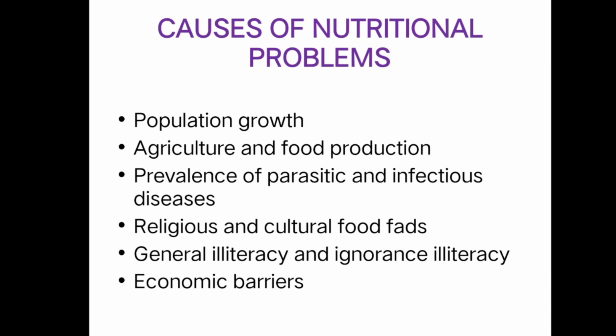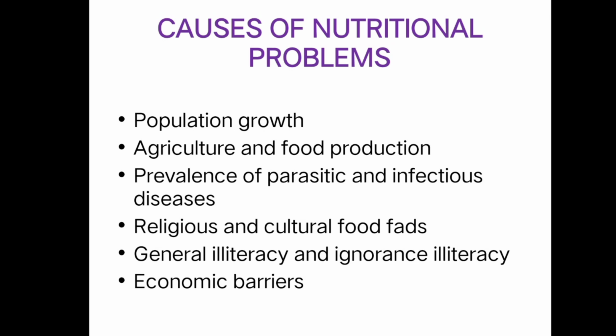Next is general illiteracy and ignorance. Some may not have information about nutrition problems. Some will have the information, some will have the knowledge regarding the nutrition problem, but due to their neglect and ignorance, that will end up as a cause of nutritional problems. Next is prevalence of parasitic and infectious disease. If we are having some disease conditions, our nutrition patterns get affected. In the same way, that is also one of the causes of nutrition problems in the children or adult population.